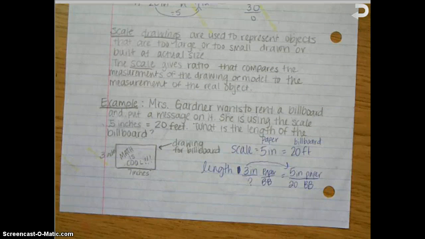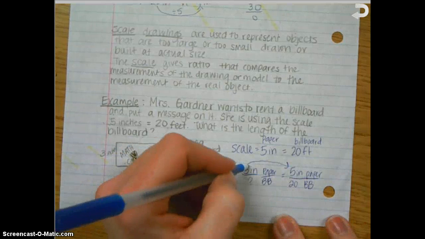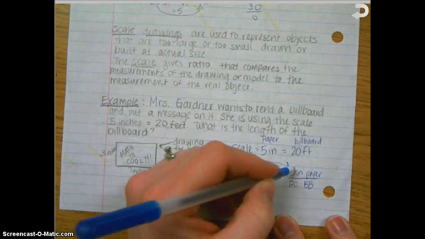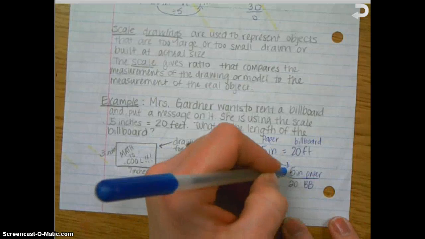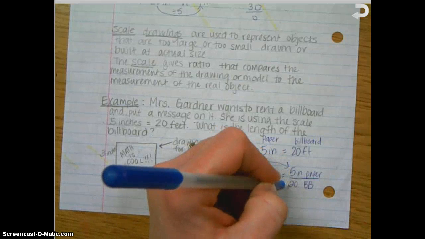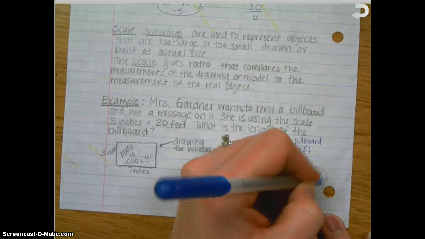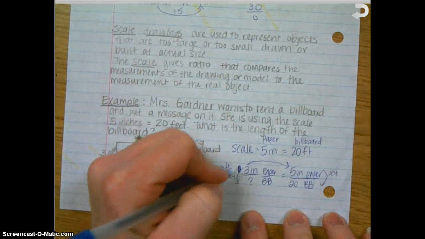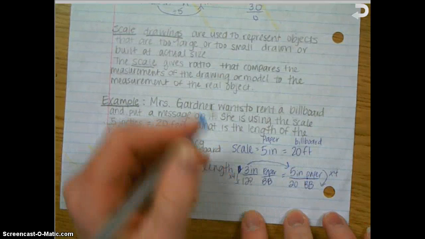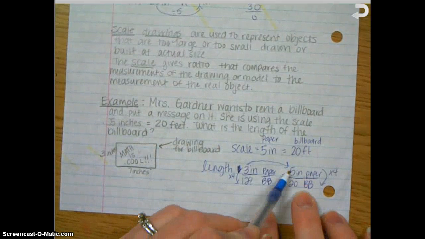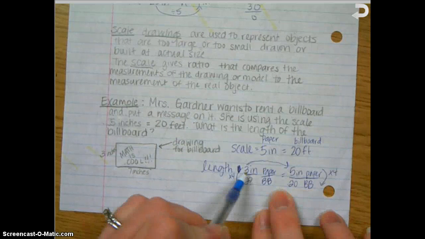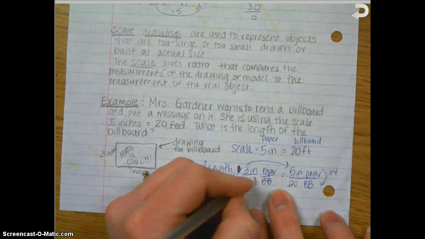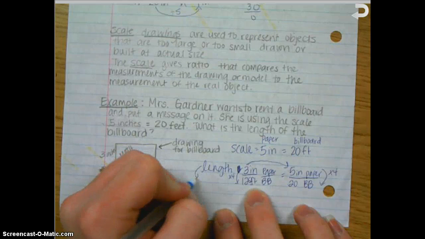Well, you don't always have to look from left to right and right to left. You can also look up and down. This is like the horizontal relationship, and you can also look for a vertical relationship. For example, what's the relationship between 5 and 20? Well, I'm multiplying by 4. I can also do that here, and then 3 times 4 would be 12. So if it's 5 inches on the paper, it's 20 feet on the billboard. If it's 3 inches on the paper, it must be 12 feet on the billboard. So the length on the billboard would be 12 feet.